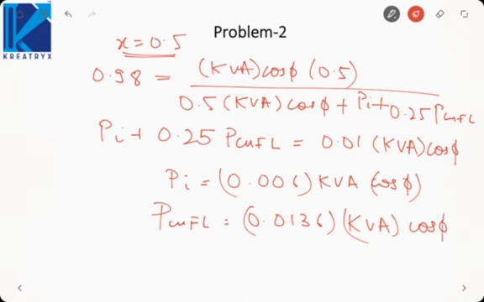Now if we see here, PCU FL is greater than Pi. That means at full load, copper losses are higher than the core losses or the iron losses. So that is our observation from the given data, that efficiency at full load and half load is the same at 98%. Okay, so remember this expression for efficiency. This is pretty much important. And remember, what does x denote? x denotes the fractional loading. Moving on to our next problem.